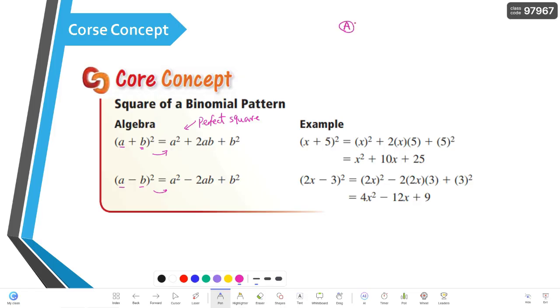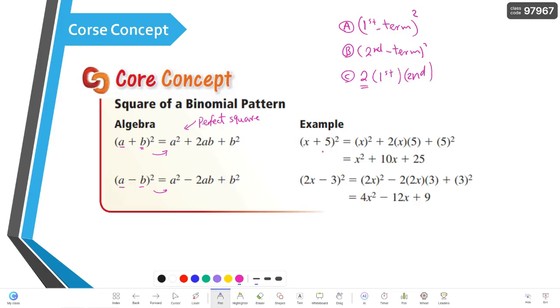So we have three steps. The first step is finding the first term squared. The second step is finding the second term squared. Okay, so we have the second term and we need to find its square. And the last step is to always multiply by 2 the first term times the second term. But don't forget to multiply by 2.